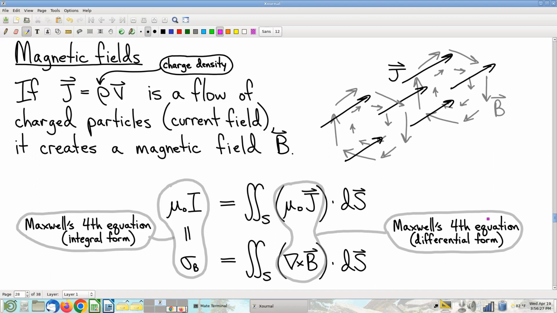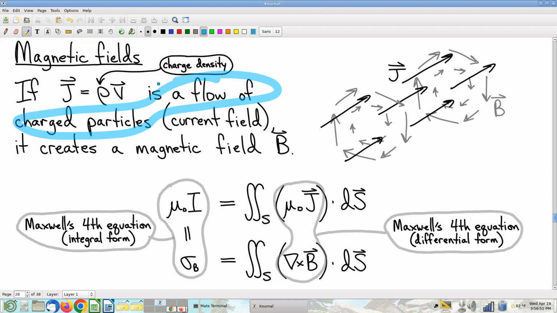Same metaphor, different details. Okay, I don't have any analogous point of view on magnetic fields. So I'm going to just say what has to get said here, and then we're going to move on from that. We start off with a flow of charged particles.